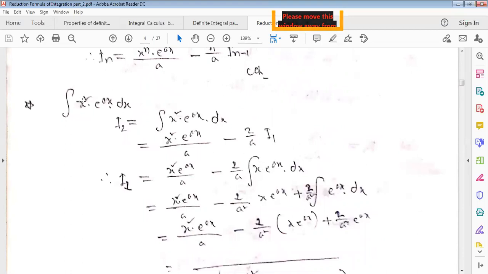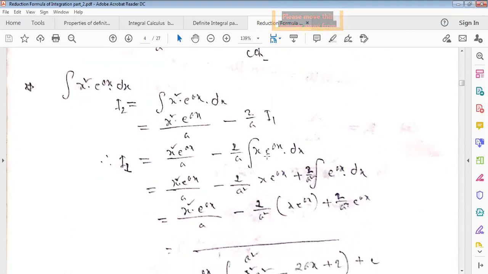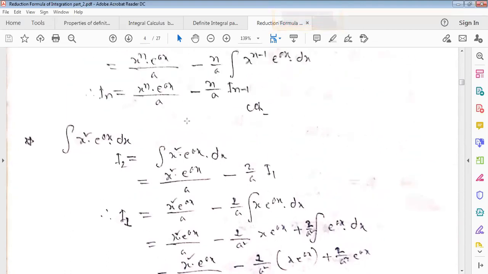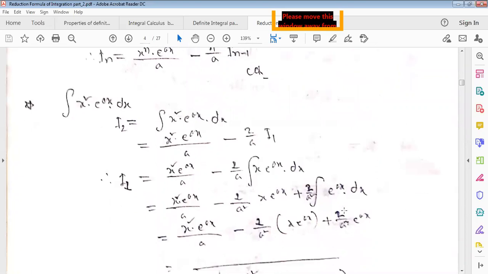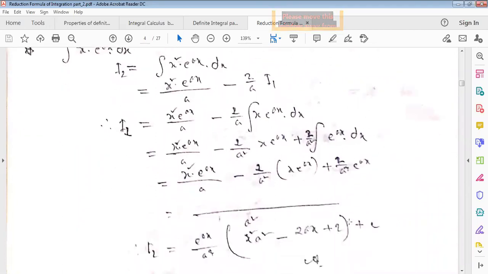Putting n equals 1 in the standard form, these two become 1 only. That means x into e to the power x divided by a, minus 1 divided by a times I_0. I_0 means n equals 0. If we put x to the power 0 here, then only the e to the power x formula remains. The integral of e to the power x is e to the power x divided by the coefficient a, so there will be a square, and this will be a cube. This is the result.